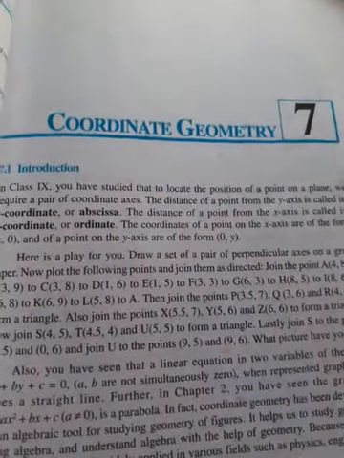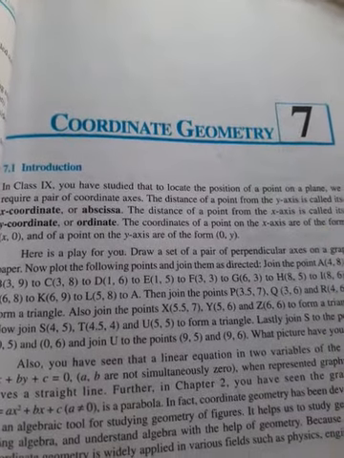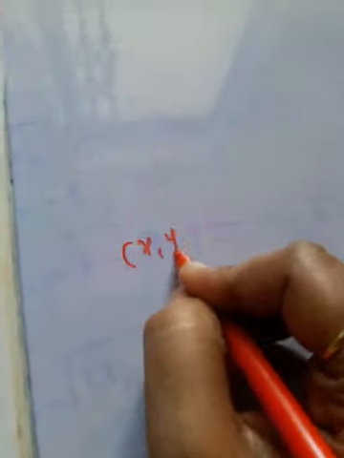Coordinate geometry. Already in the 9th standard you have studied how to locate the position of a point as an ordered pair. Ordered pair means x comes first. This is the ordered pair (x, y), that means x comes first, y comes second.